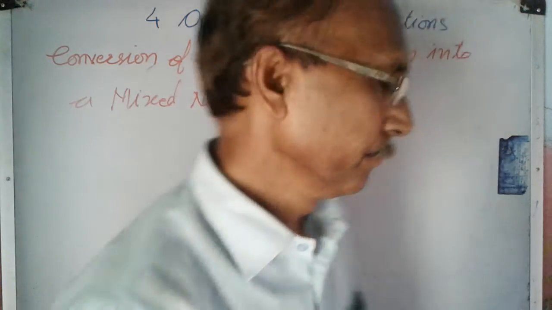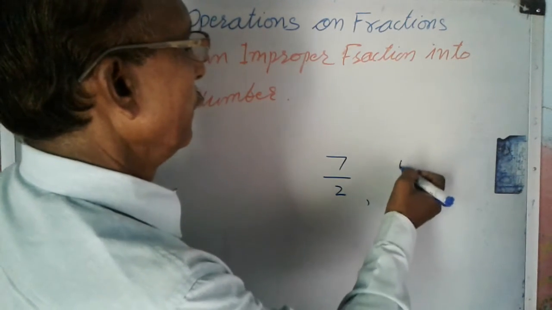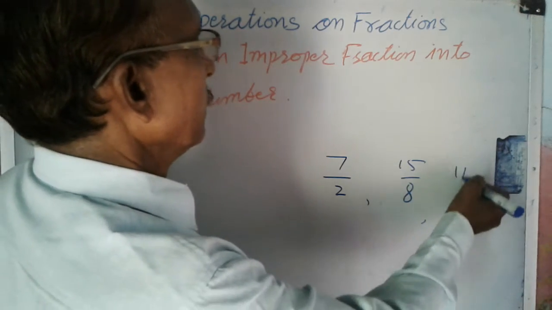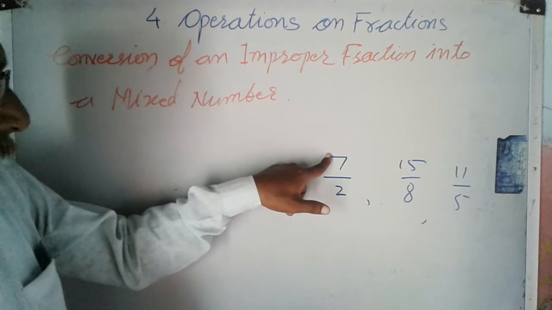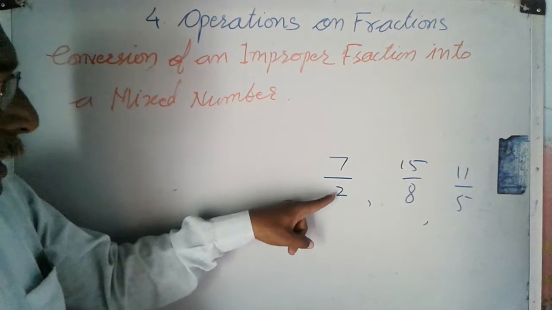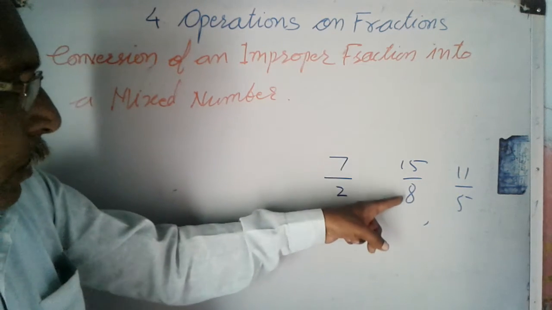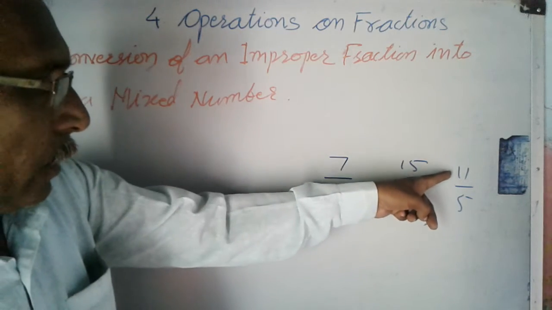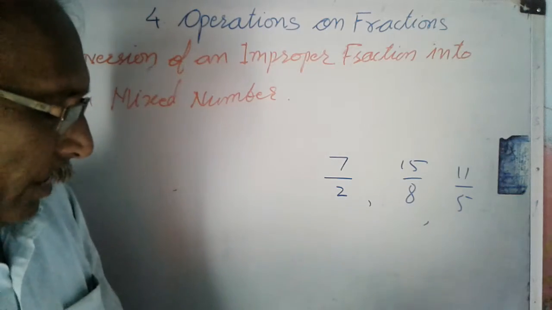For example, 7 upon 2, 15 upon 8, 11 upon 5. In these fractions, the numerator is greater than the denominator. Here the numerator is 15, the denominator is 8. So 15 is greater than 8. Here the numerator is greater than 5. Such fractions are called improper fractions.